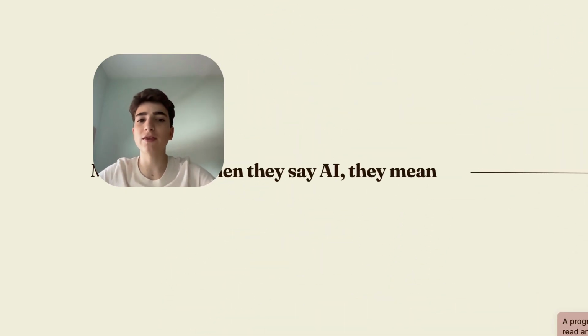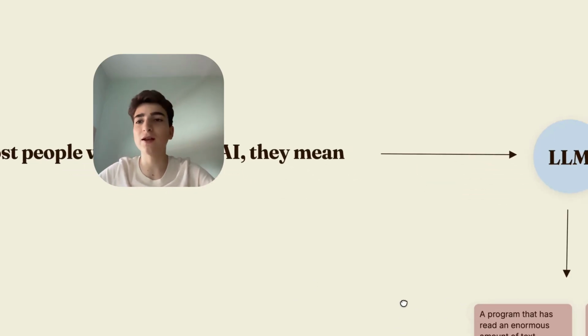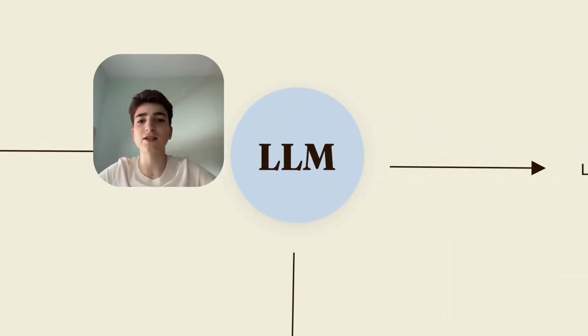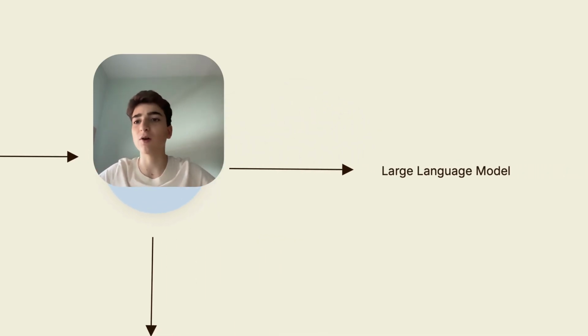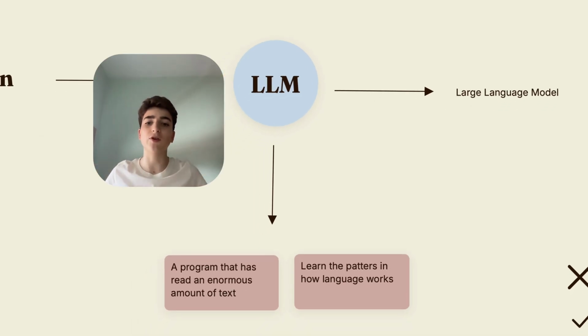So most people, when they say AI, usually mean another thing. And that other thing is an LLM, a large language model. A large language model is like Claude Opus 5, Sonnet 5, ChatGPT 5.6, Gemini 3.6 Spark, or Kimi K3, for example. And a large language model is just a program that has read an enormous amount of text, of data. It has been trained with an enormous amount of data, and it learns the pattern in how language works.